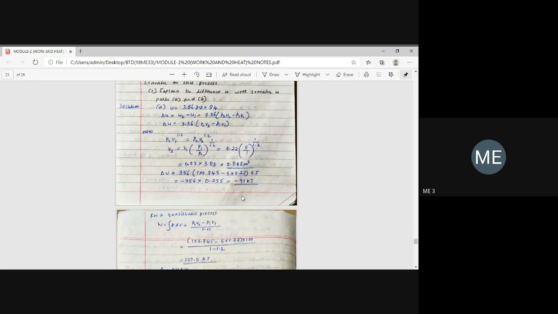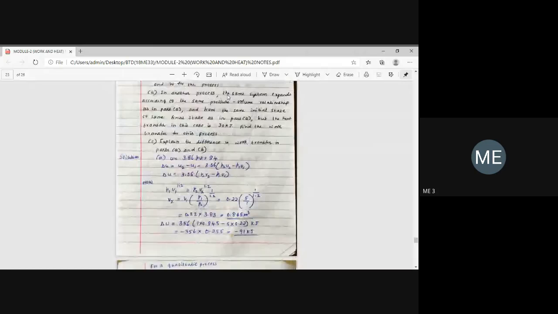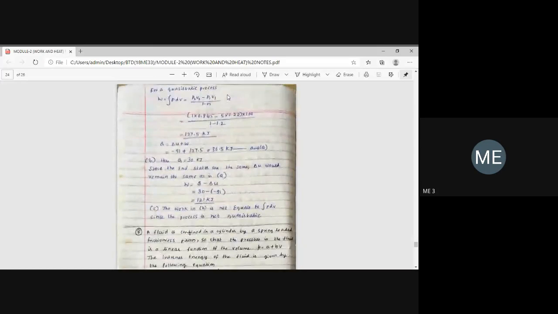Next, you have to find the expression for work done in the adiabatic process. We already know the standard formula: either P1 V1 minus P2 V2 divided by n minus 1, or P2 V2 minus P1 V1 divided by 1 minus n. Both have the same meaning. We know all the values, and the n value you take as 1.2, which is given in the problem. You substitute, and you will get a positive value, 127.5 kilojoules.